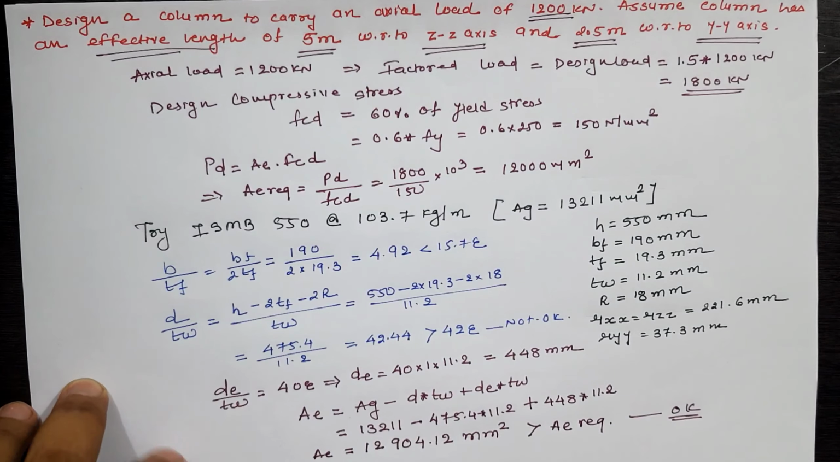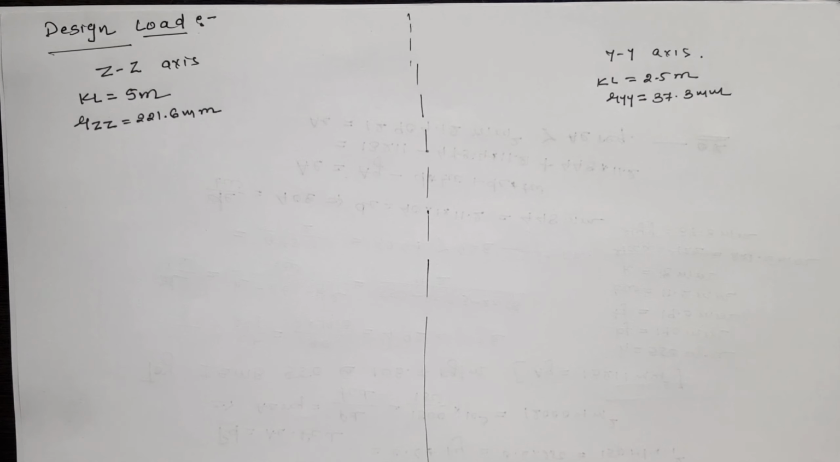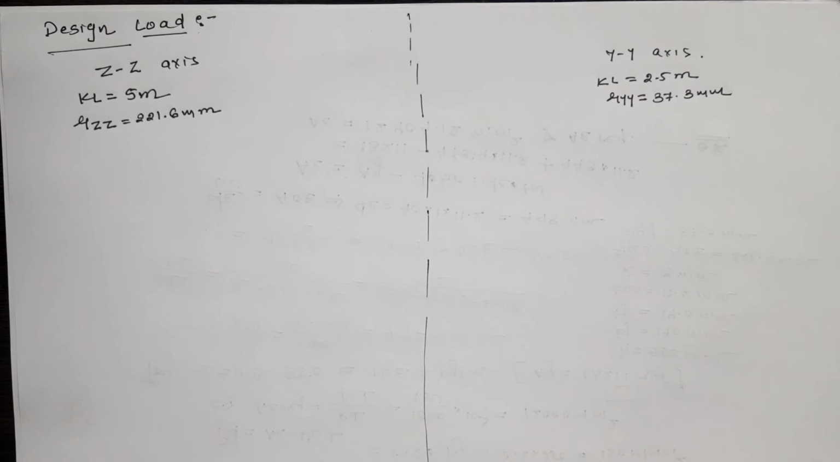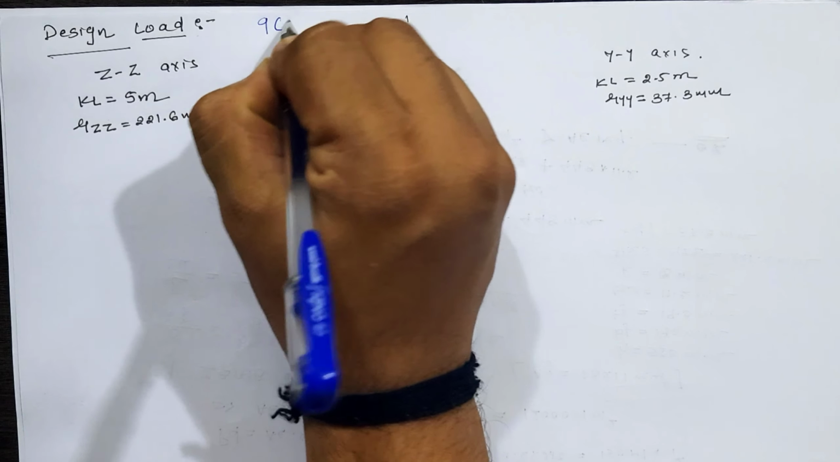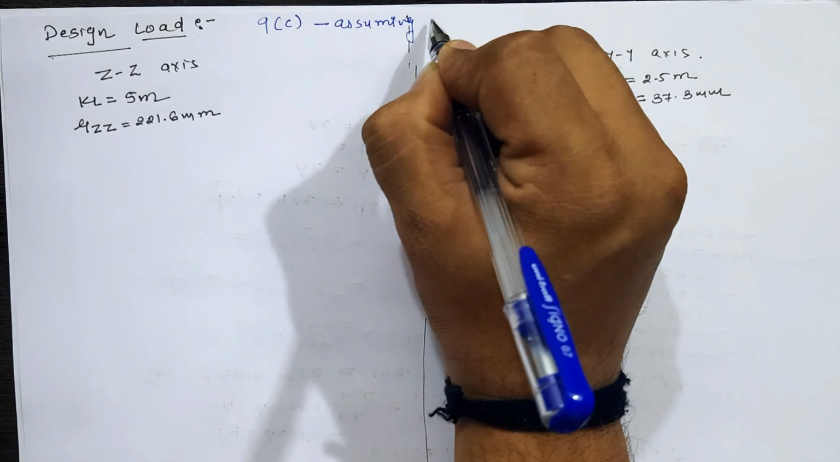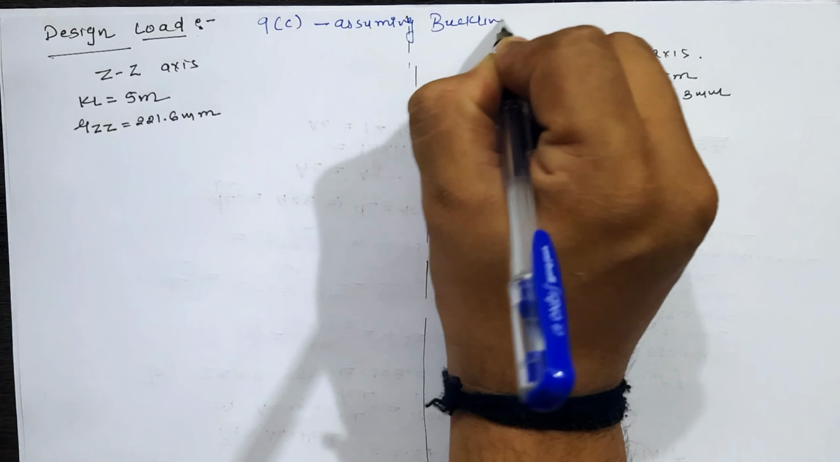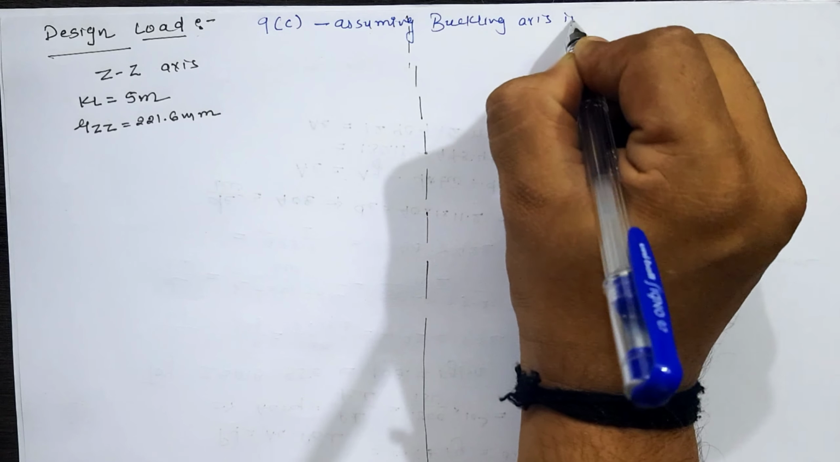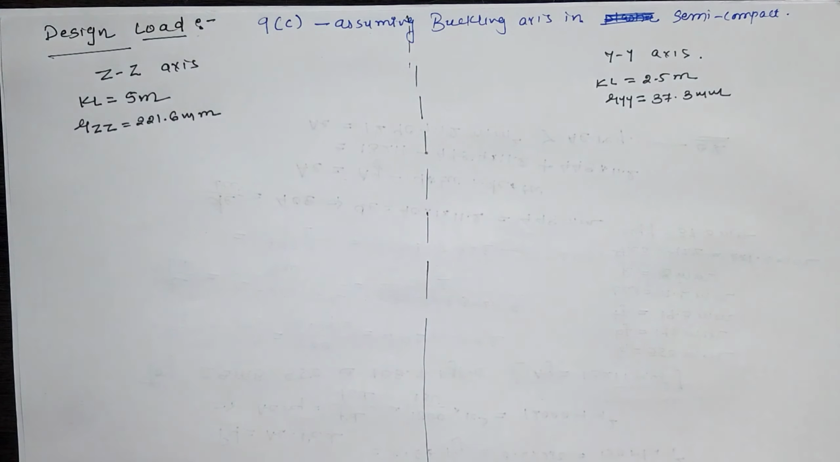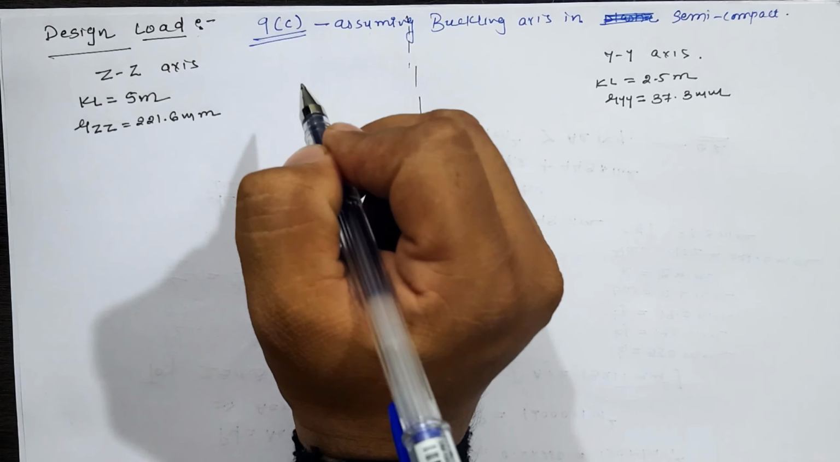Now let us calculate the design load according to the ZZ axis and YY axis. For the design load, we have given the effective length in the ZZ axis as 5 meter and in the YY axis as 2.5 meter. Now let us take the values from table number 9C by assuming that our buckling axis is in a semi-compact section. Hence we can use table number 9C.